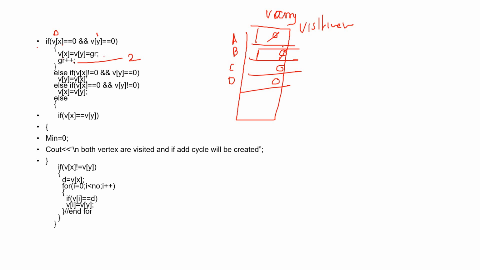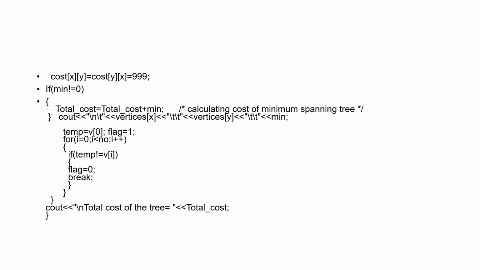Now because this if condition is true, it will bypass this else if and this else part. Okay? It will bypass all these. Now after that, all these parts are bypassed, so it will jump to this one. So cost of i j, x is 0 and y is 1, cost of 0, 1 is equal to cost of 1, 0 is equal to 999.